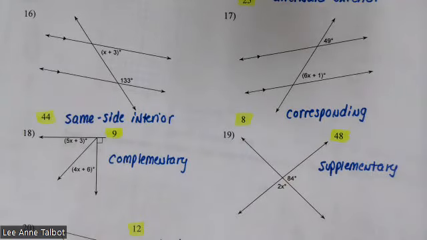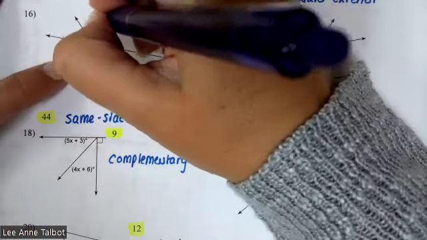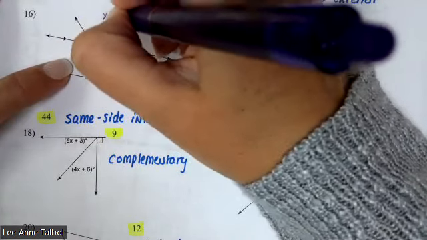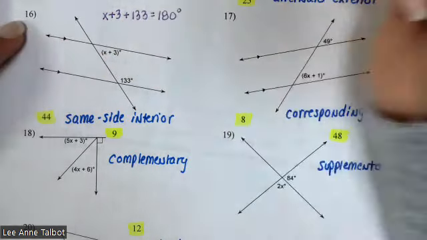Right, and then going down, the same side interior is this one. And same side interior is not equal. Does anybody know what same side interior does? Yeah, adds to 180. So you would say x plus 3 plus 133 equals 180.